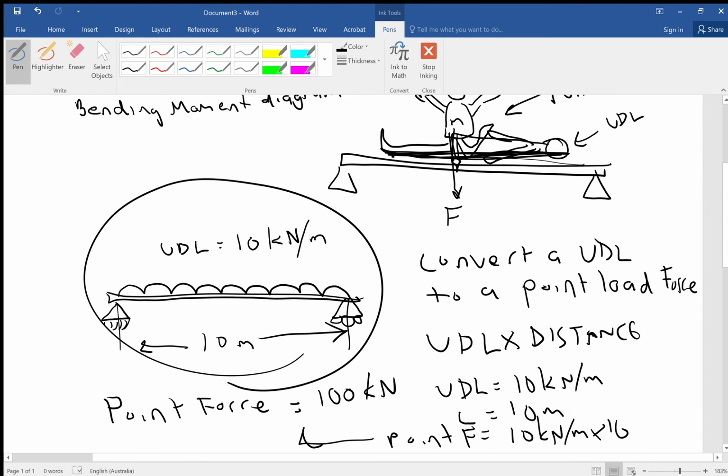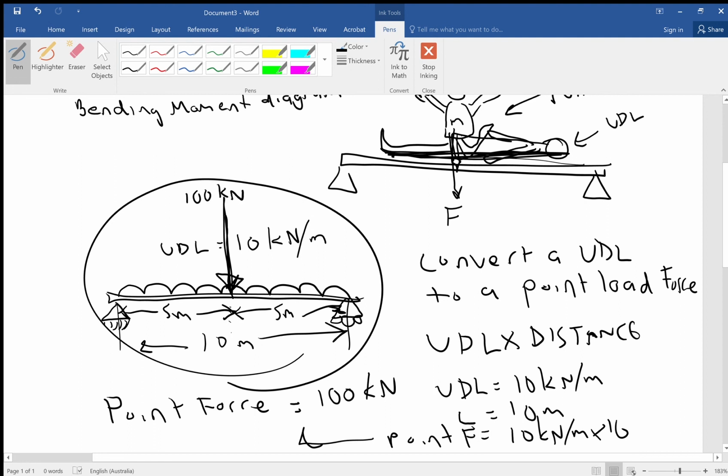And the only other question you've got to answer is, well, where is it acting? And whenever you do your calculation over the distance that it's acting on, the section that the UDL is acting on, you would find that the actual point force is acting in the dead center. So you would have between here and here 5 meters, and between here and here 5 meters. So you know that that 100 kilonewton point force is acting at the center.